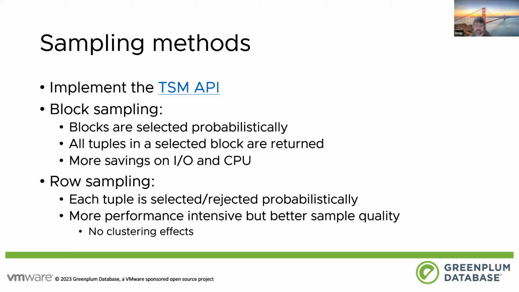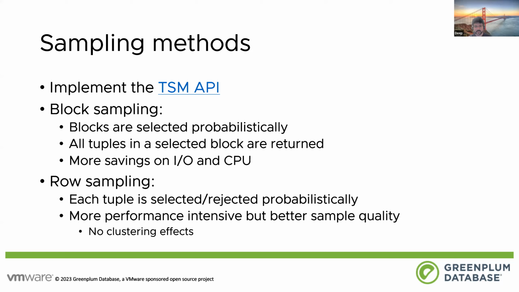So what do the sampling methods look like? All of them implement the TSM API, which is a way you can write your own table sampling method. Some of them are already provided, but they fall into two major categories. One is block sampling, the other is row sampling. What block sampling basically means is you select the blocks. Let's say your table has 100 blocks and 10,000 rows, 100 rows in each block and so on, whatever, right? When you select a block, you select it probabilistically. And once you select the block, all the tuples in that selected block are going to be selected in the sample, right? And this is the most efficient way to do sampling.